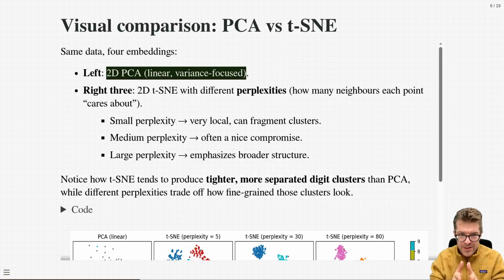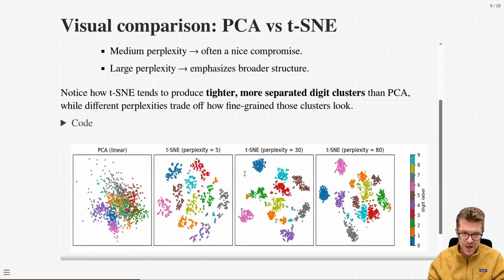So small perplexity means very local. I only care about the neighbors that are absolutely closest to me, and that means clusters are more likely to be fragmented. Large perplexity means that you have a wide range of neighbors, which is good if you live in a society, but maybe not so good if you're looking at t-SNE. And then, obviously, usually the best thing is a balance between the extremes. So medium perplexity is a nice compromise.